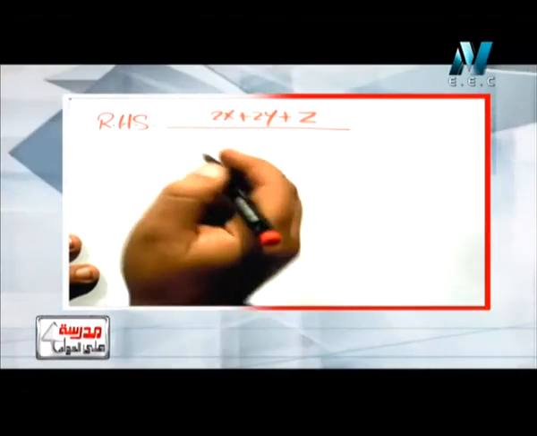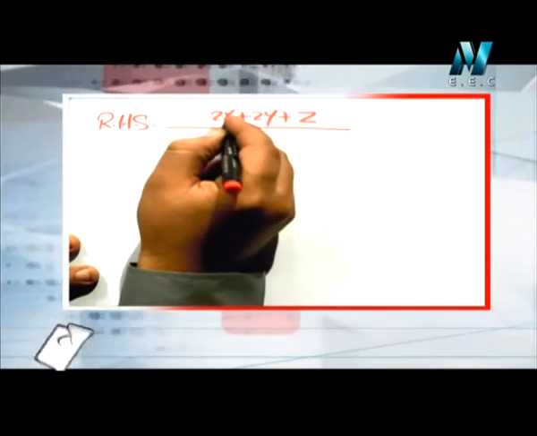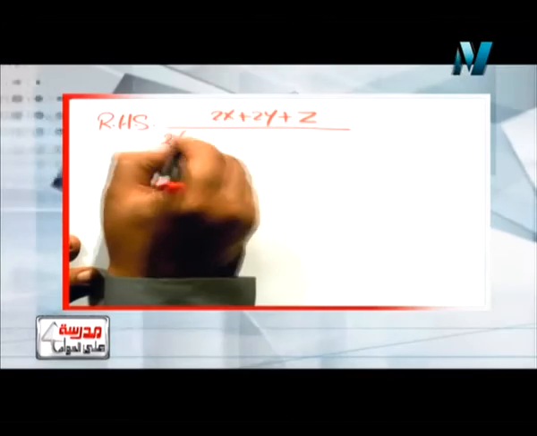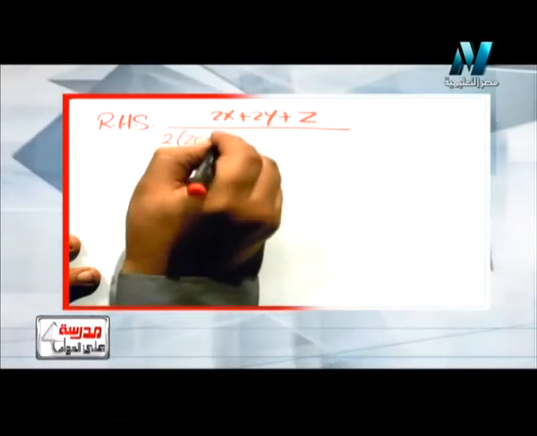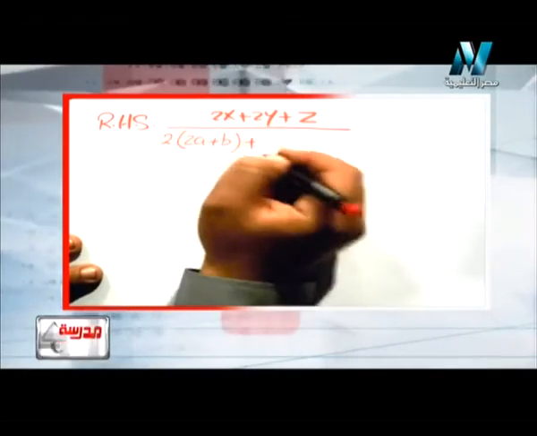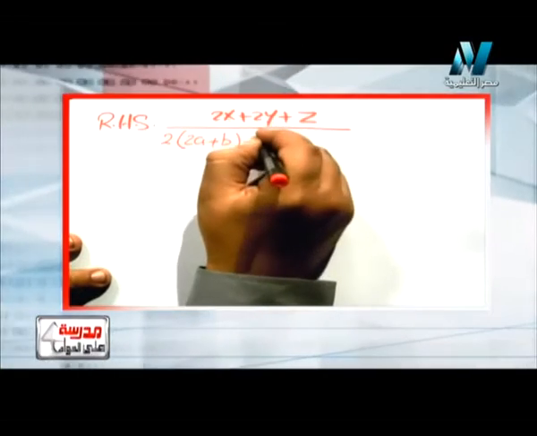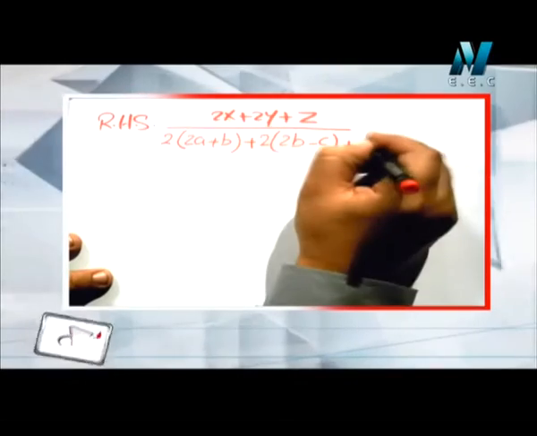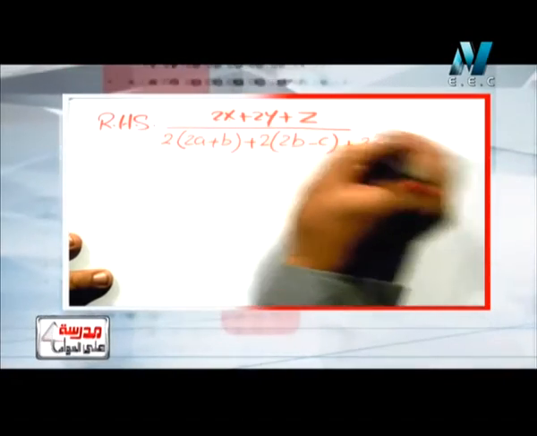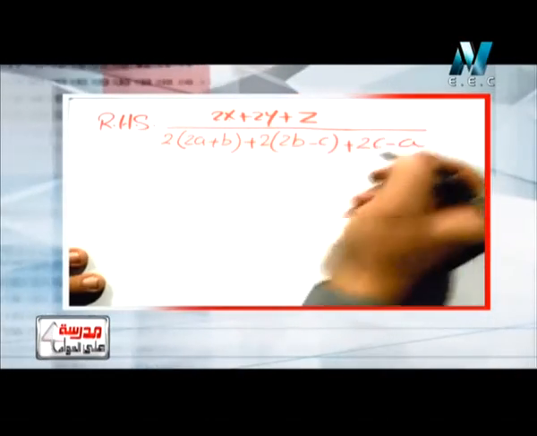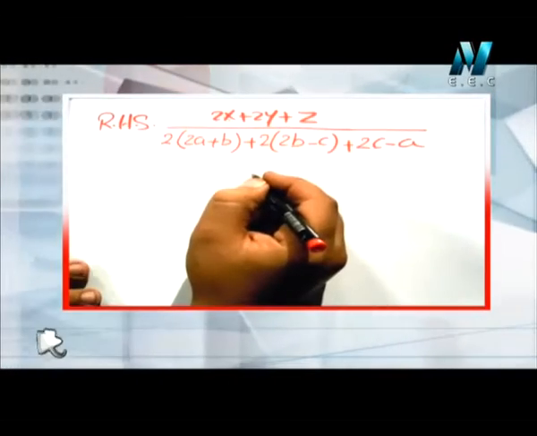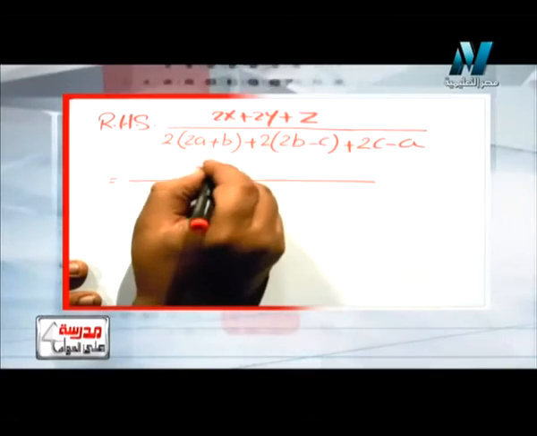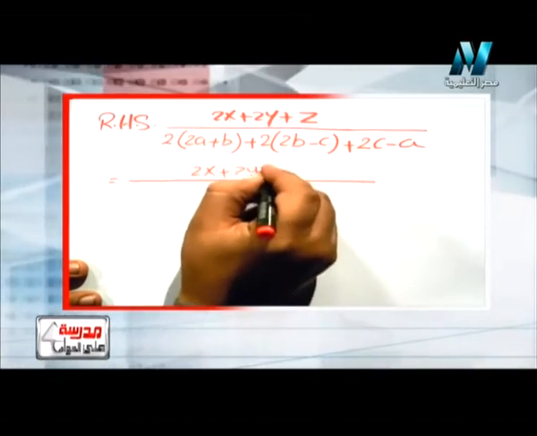So I'm going to multiply 2 by x, so I'm going to multiply the consequent of this ratio 2 times 2a plus b, plus 2y, so I'm going to multiply 2 by 2b minus c, plus z, which is 2c minus a. And this equals one of the ratios, of course. Okay, let's simplify now. For the numerator, we have 2x plus 2y plus z.